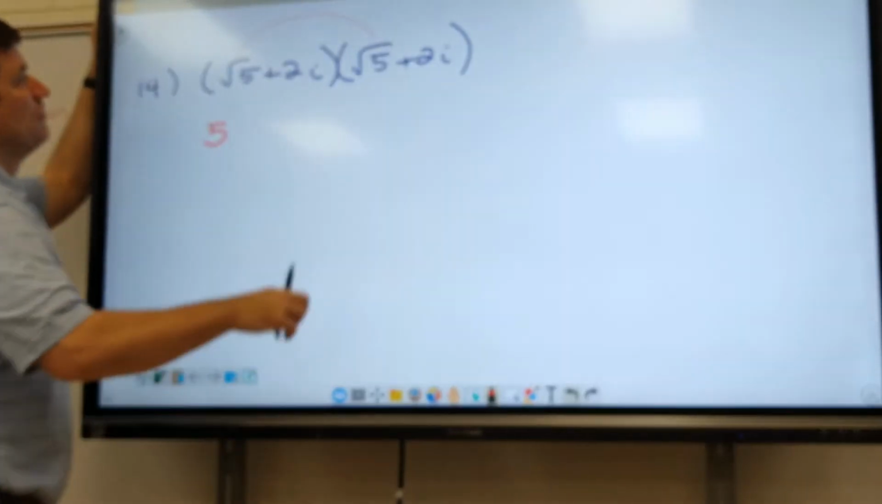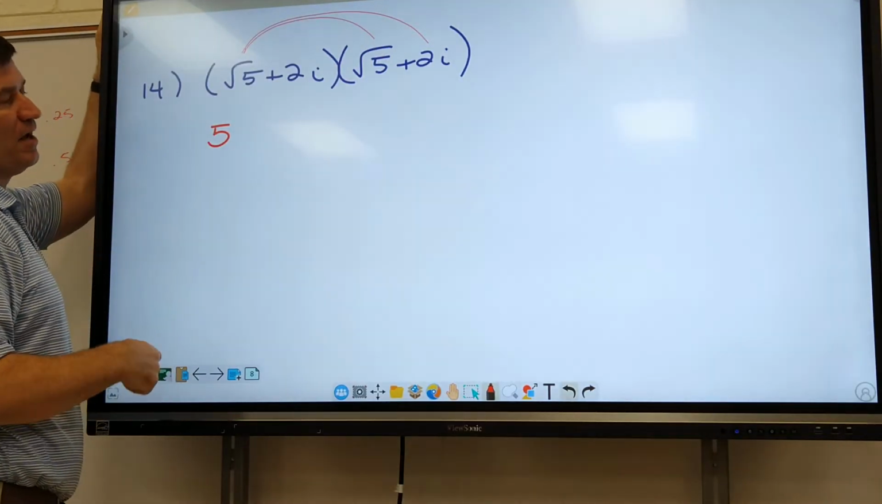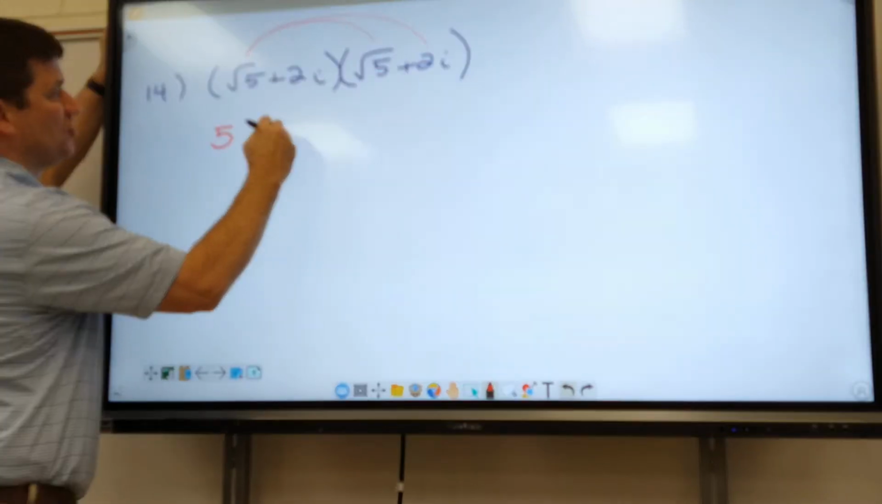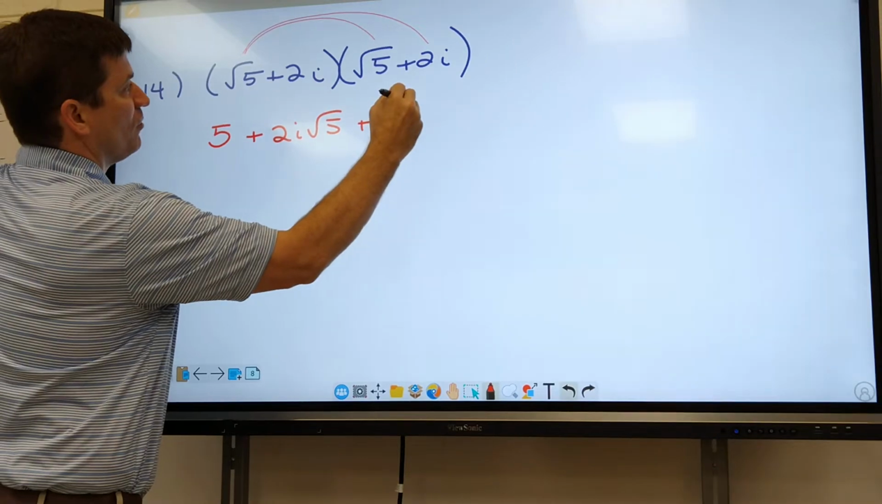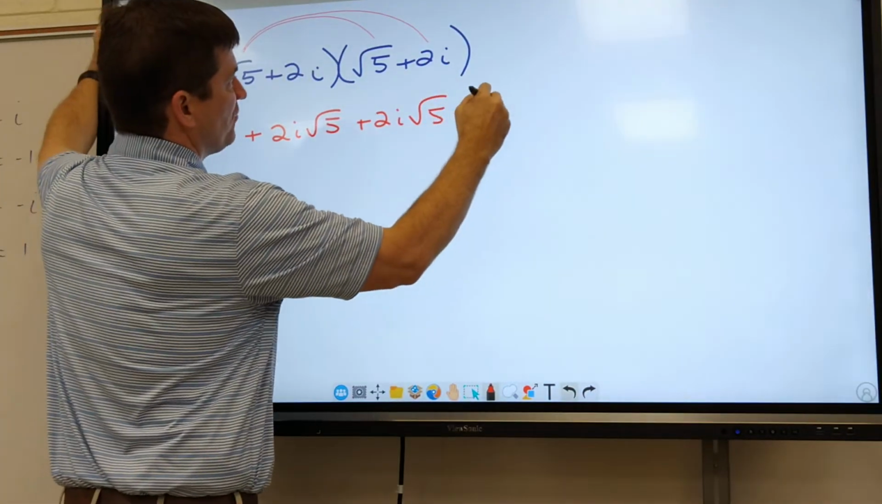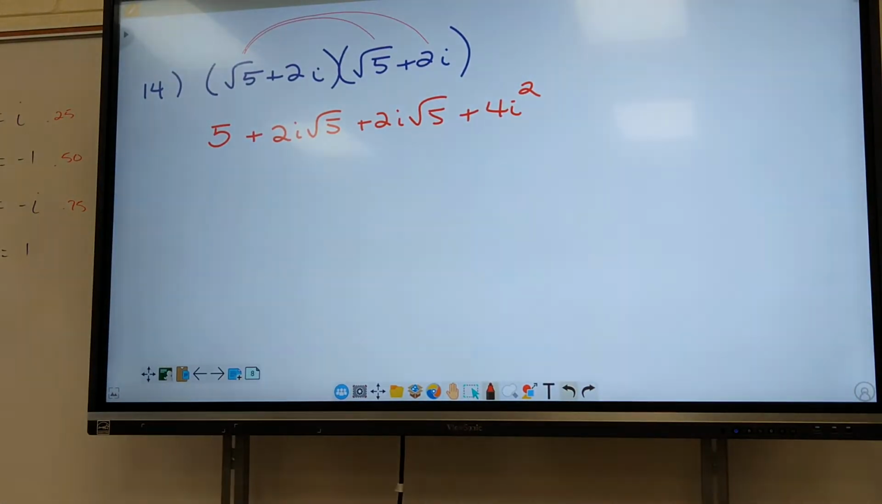All right, now look. I can't multiply root 5 by 2i. Not the same kind of number, so what do you do? You just write them together. I got 2i root 5. I got another 2i root 5. 2i times 2i is 4i squared. Let's check it. You good?